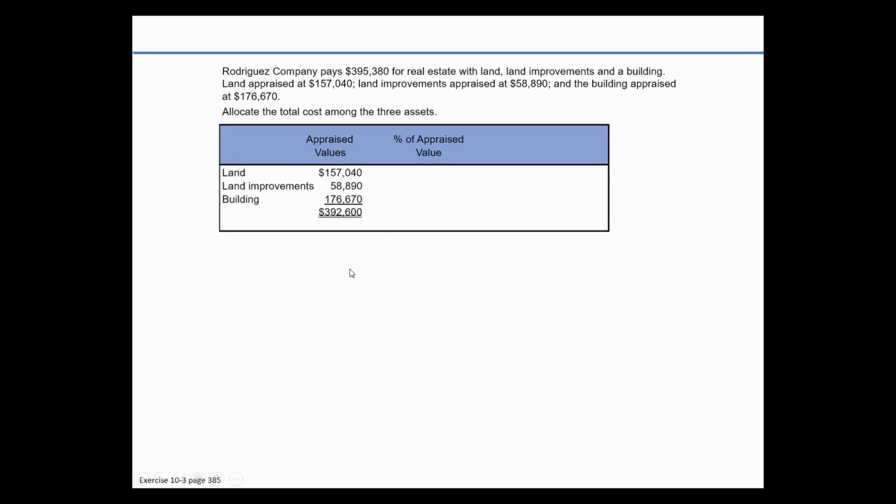So again, you have the appraised values, and then based upon the percentage of the total, land makes up 40%, the land improvements 15%, and the building 45%. That equals 100% of $392,600. So then you can multiply 40% by the acquisition cost total. We know then that the land was $158,152. That's what it cost.